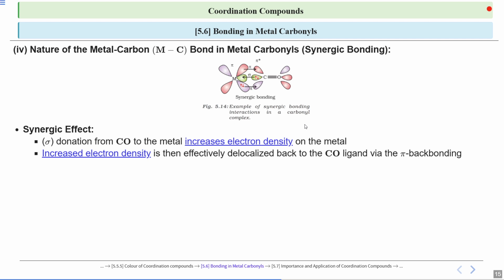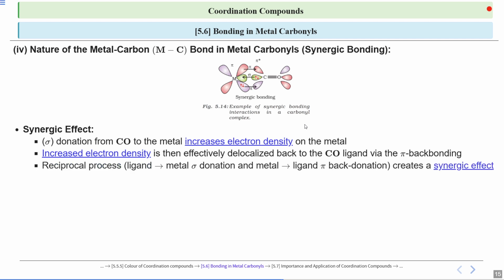This increase in electron density would make the metal unstable, right? It only wants a certain number of electrons. So due to this increasing electron density, the electrons are delocalized back to the carbonyl, not directly, but via pi back bonding, by donating electrons to the pi star anti-bonding orbital. So this is a reciprocal process. That means the ligand gives electrons to the metal by sigma donation, and the metal gives electrons to the ligand by pi back donation.